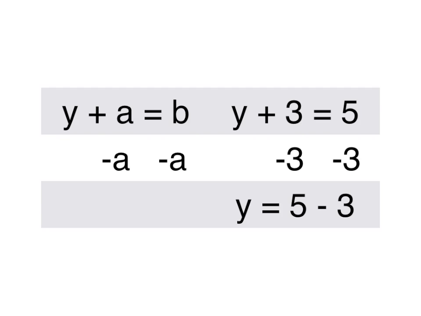So remember, with the number, we get y is 5 minus 3. So we get the same kind of thing. We get y is b minus a. We took away an a from each side. Now what do we have on the right side of the equal sign? B minus a.